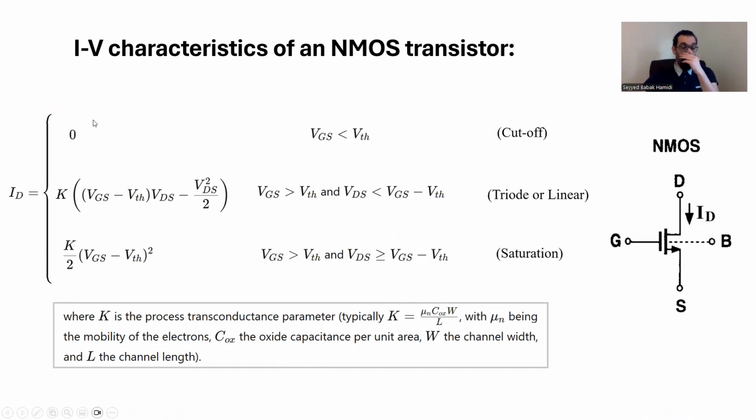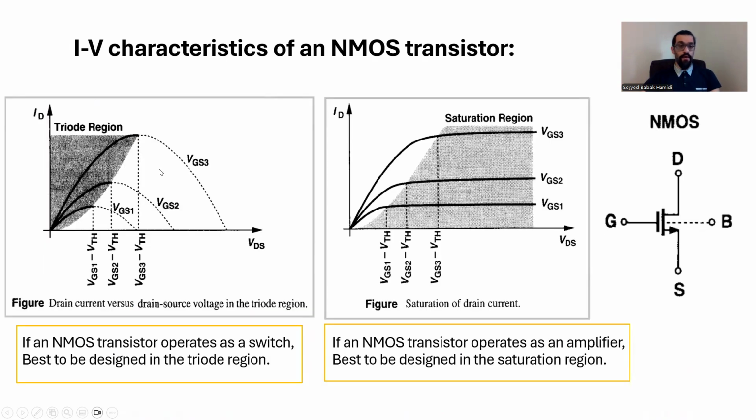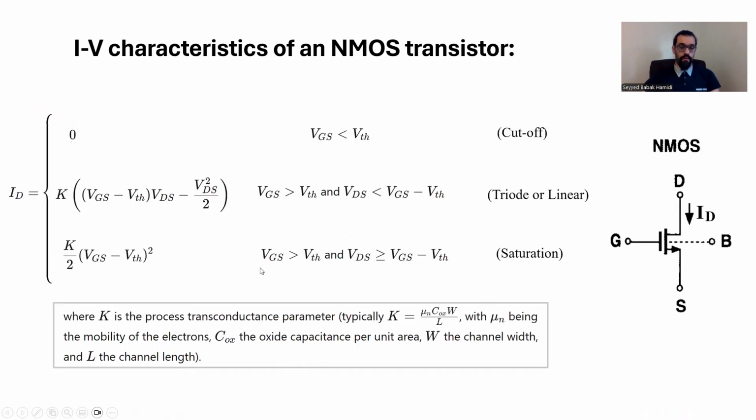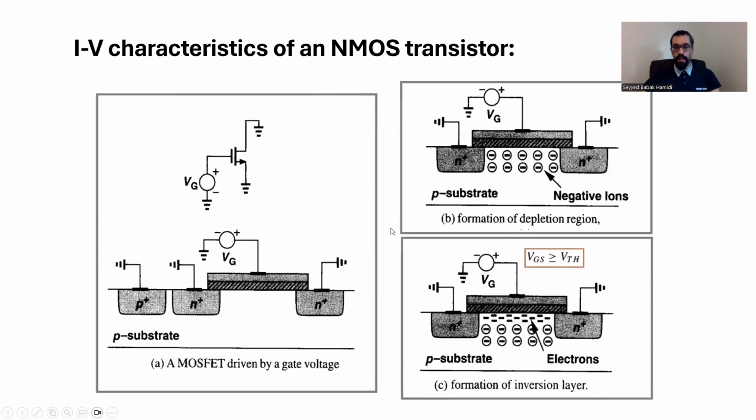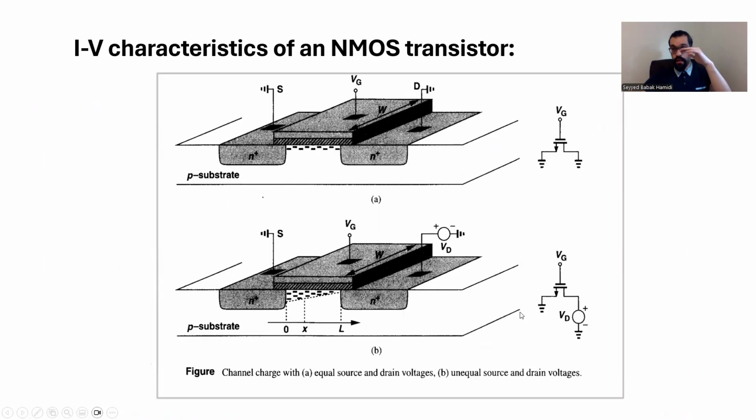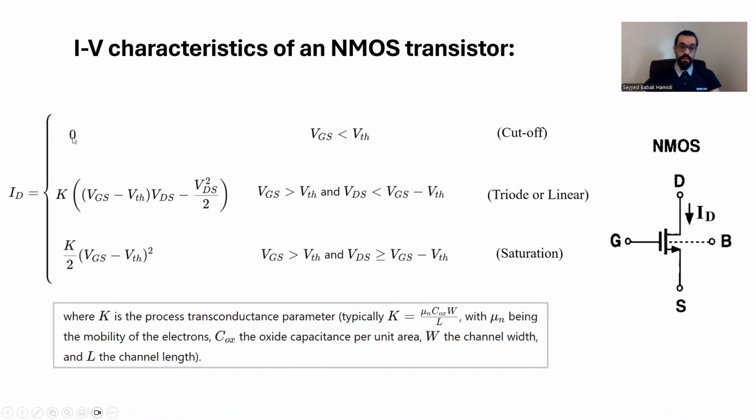But as a summary, now we want to show you some equations for what we discussed about the current of this NMOS transistor, the ID, based on VDS, VGS, and VTH, the threshold voltage. The ID, when VGS is less than threshold voltage, as we explained, there is no electron and there's no channel between drain and source, and your transistor is cut off, or the current is zero.